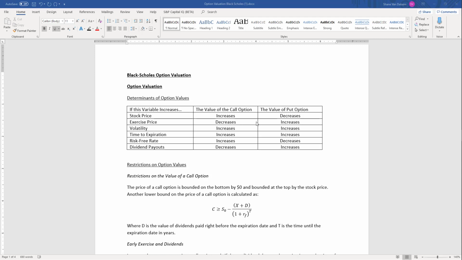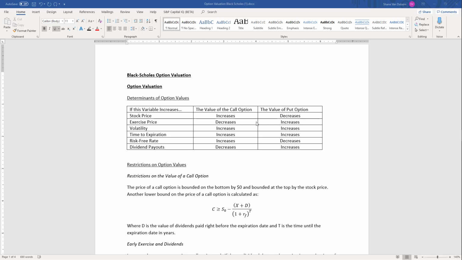And then dividend payouts. We know that when dividends are paid out, on the ex-dividend date, the value of the stock drops by the value of the dividend. So if you have something that's going to cause a stock price to decline, such as a dividend payout, then the value of the call option will also decline, because that reduces the value of that stock.